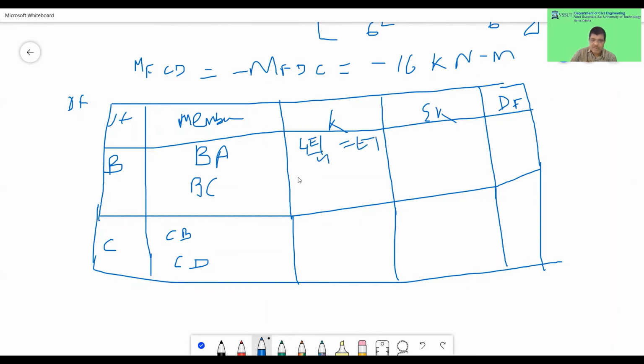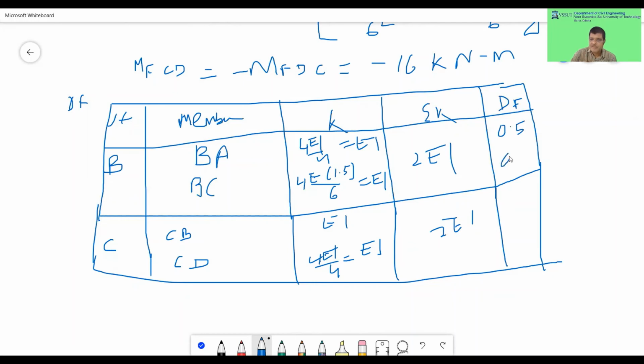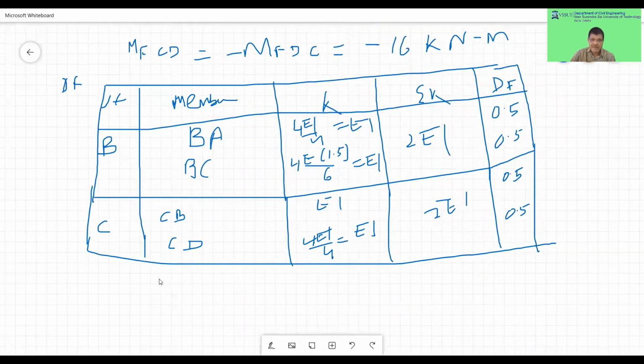Here it is 4E into I, which is here 1.5, so that you should take into consideration. 4E into 1.5 I by L becomes again EI. And similarly, CB will be equal to EI, and CD also 4EI by 4 will be EI. All are EI, so this will be 2EI, and this will be 2EI, and all the values will be similar: 0.5, 0.5, 0.5, 0.5. All the values become 0.5. So you can directly write the values of joint distribution factor.